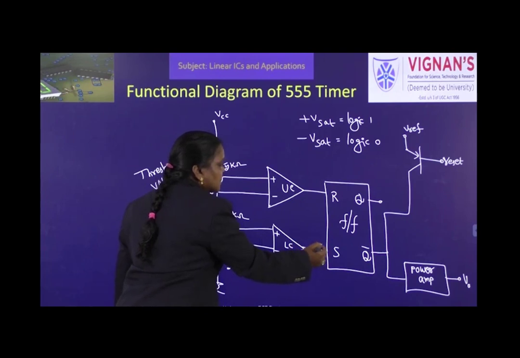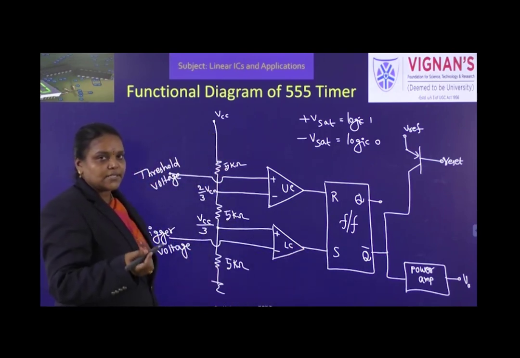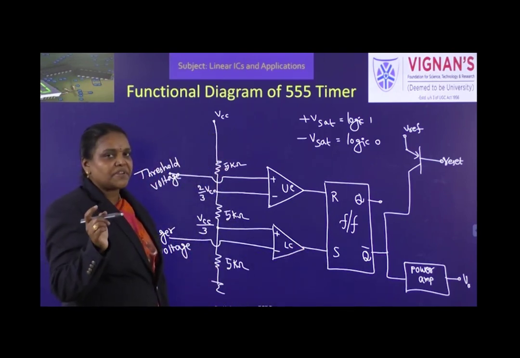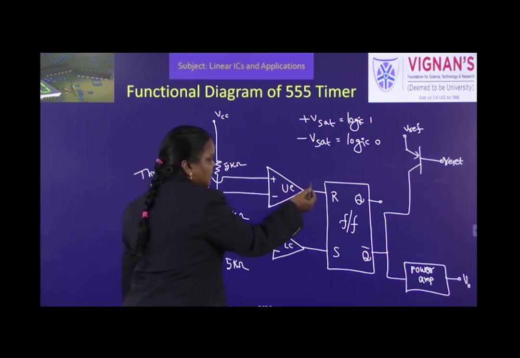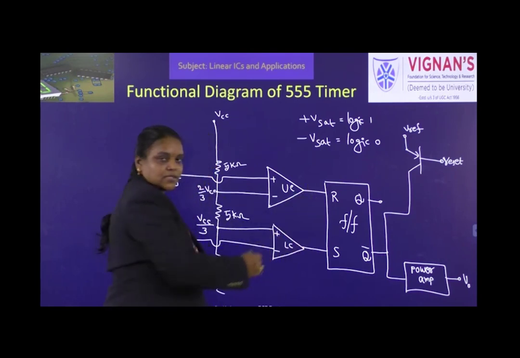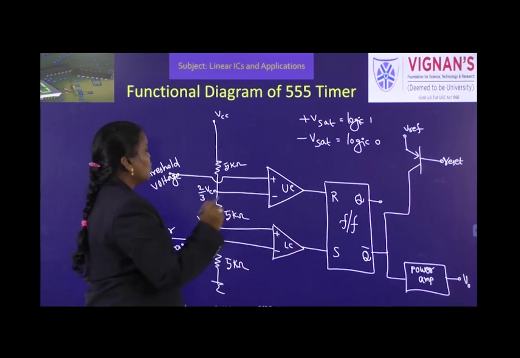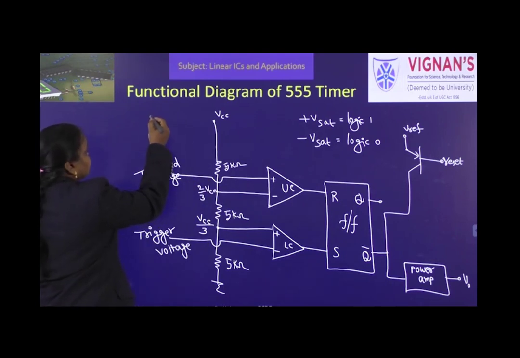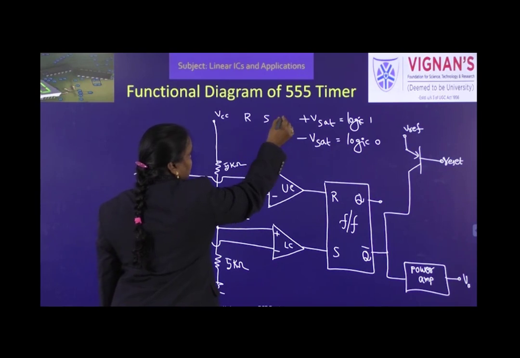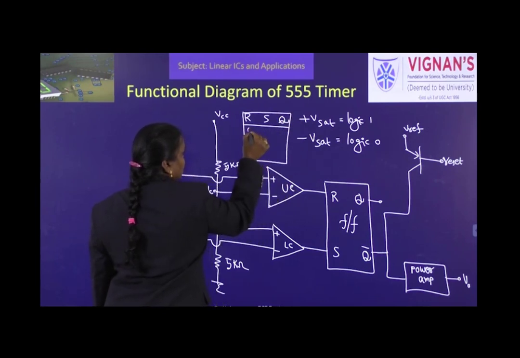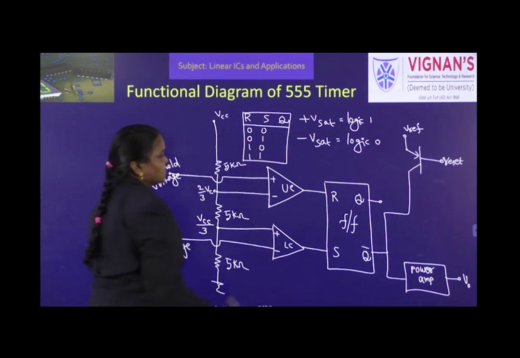Based on these outputs, either logic 1 or logic 0, in total you will have 4 combinations. Both might be 0, one is 0 and the other 1, one is 1 and the other 0, or both are 1s. Right? So you know the truth table of the RS flip-flop. R, S, Q. In total you will have 4 combinations: 0 0, 0 1, 1 0, 1 1.